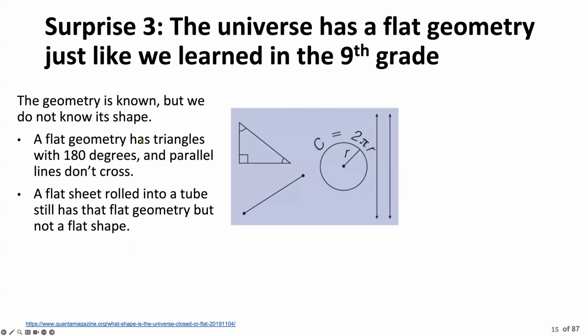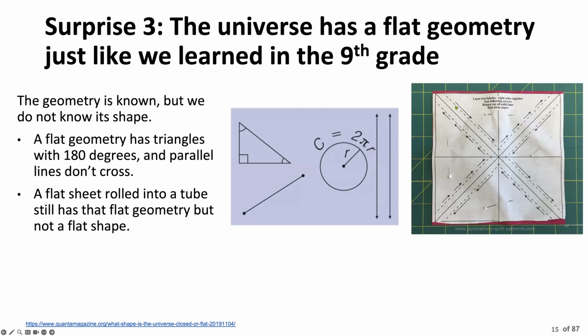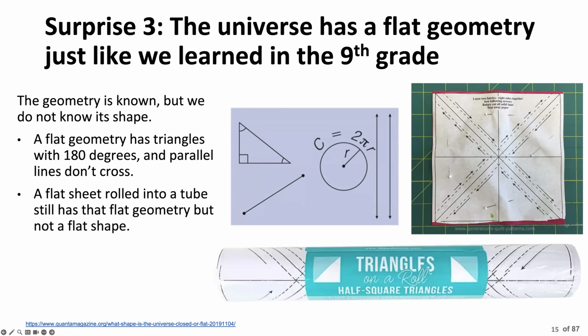Now, how could it be that the shape is not flat? Let me give you an example. This is part of a sewing pattern my wife loaned to me. It has angles and lines and so forth. If I take this sheet of paper and put it back in the wrapper that it was in when she bought it, you see that it's rolled up.